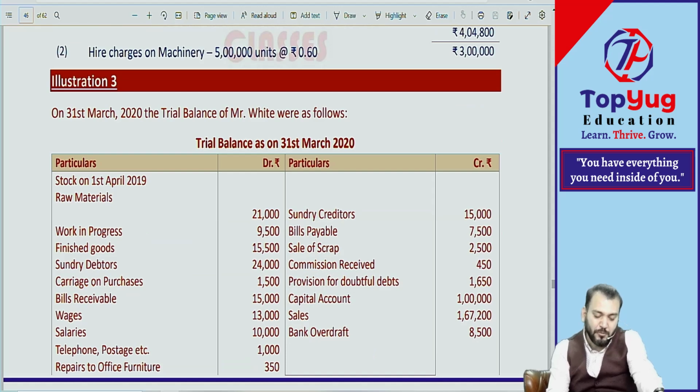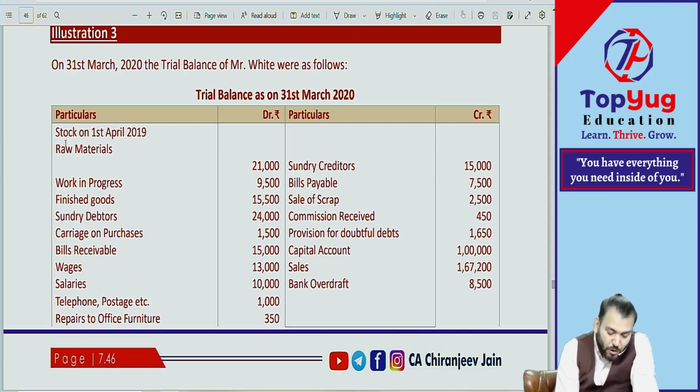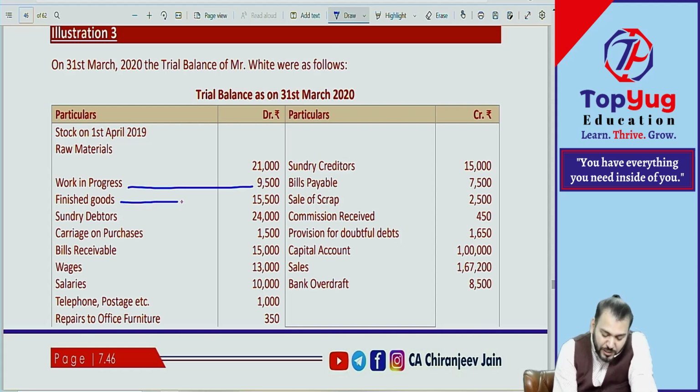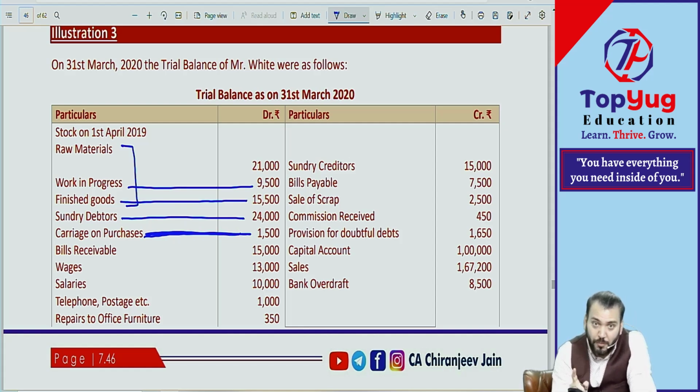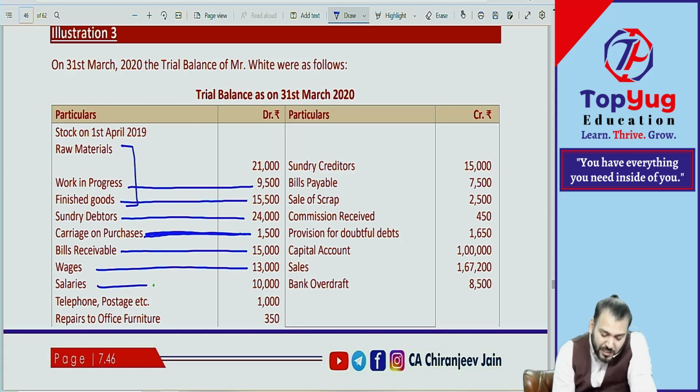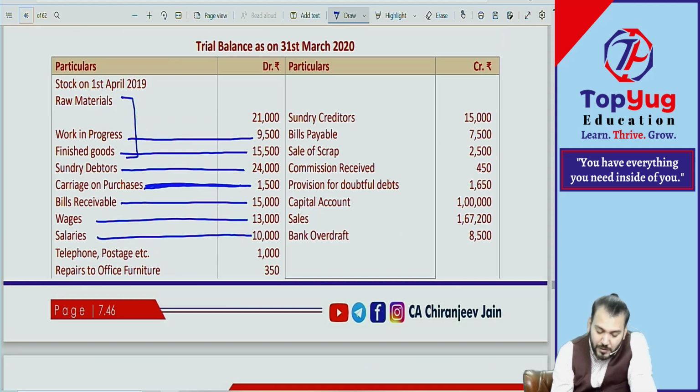Illustration number 3. Let us take one more question. On 31st March 2020, trial balance of Mr. White is given. They have given stock on 1st April. Raw material stock 21,000. WIP 9,500. Finished goods 15,500. These all are opening stock. Then debtors you know. Carriage on purchase of raw material. Bills receivable you know. Wages, this is direct wages. Salaries, this will be transferred to the trading account.